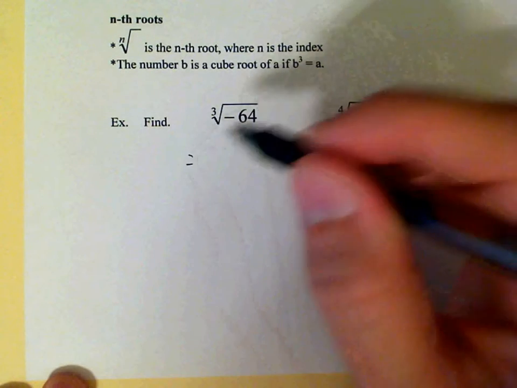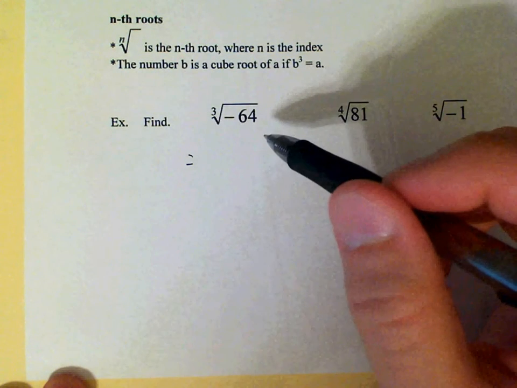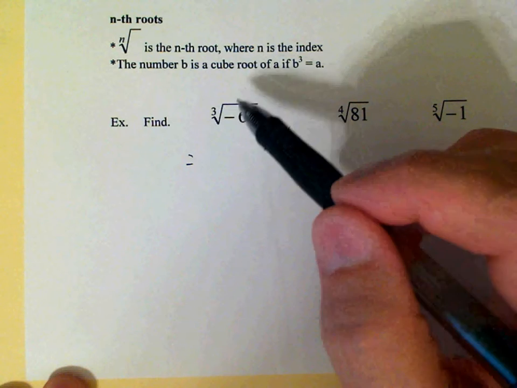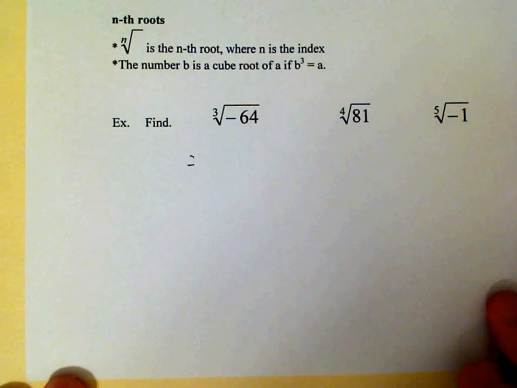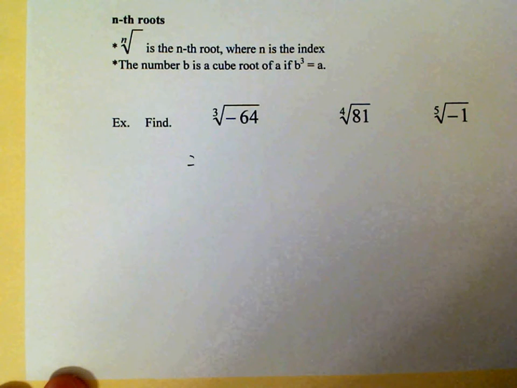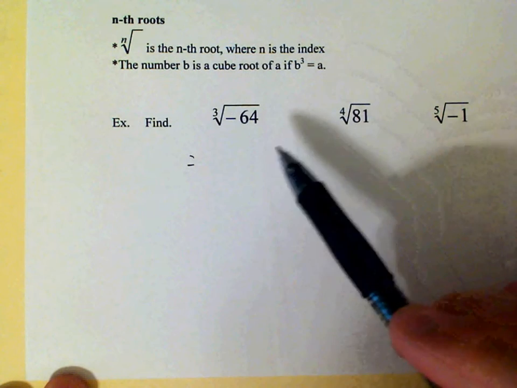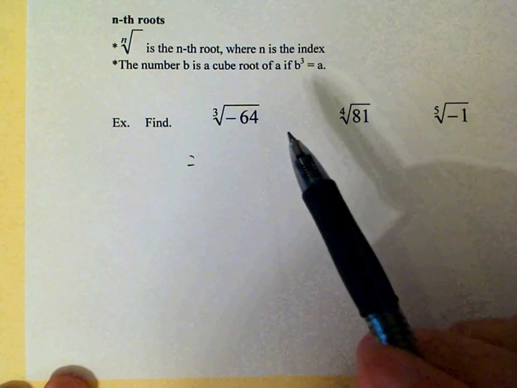For example, the cube root of negative 64. You're thinking, what number cubed gives you a negative 64? Now keep in mind, you are allowed to have a negative under an odd index or odd root. Reason being is if you take a negative number times itself an odd number of times, you get a negative number back. So you're allowed to have negatives under odd indices or for odd roots.